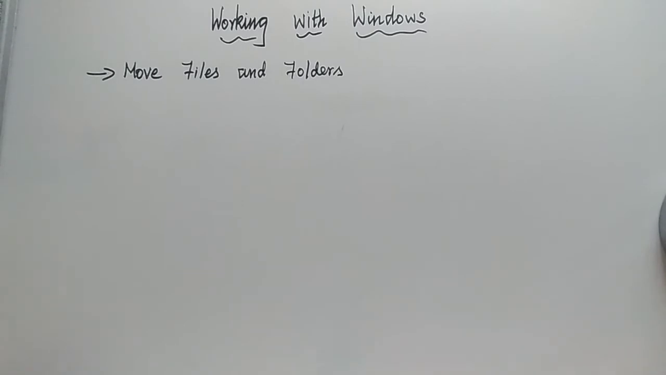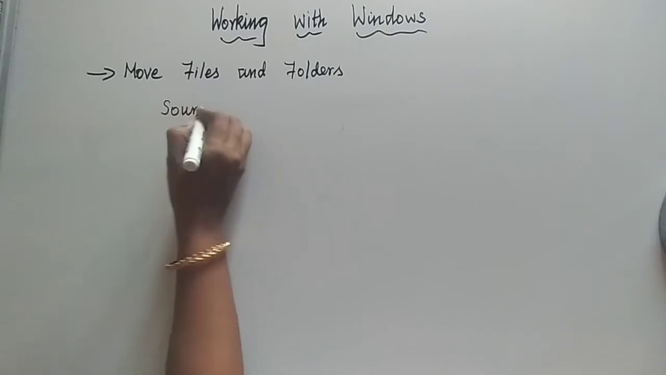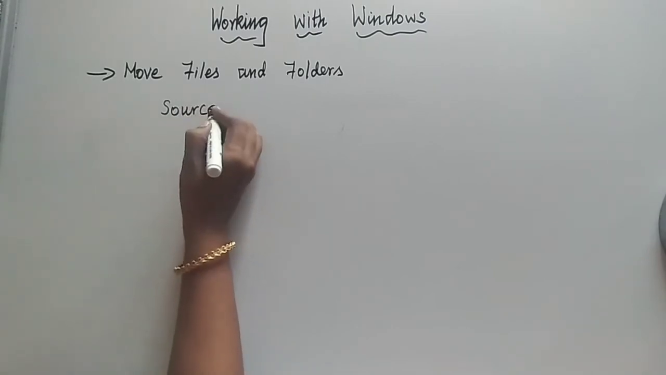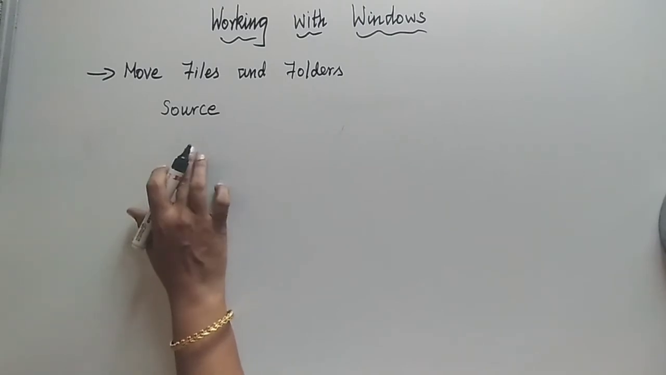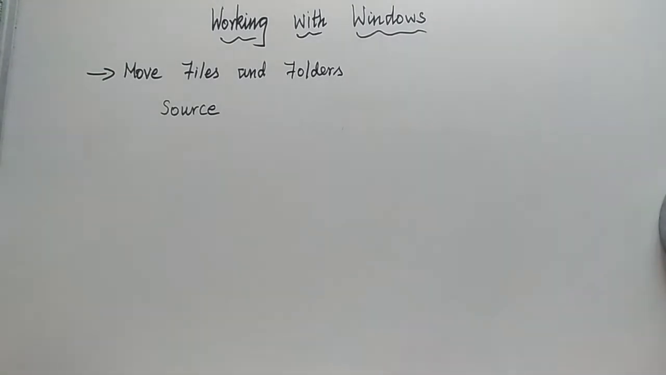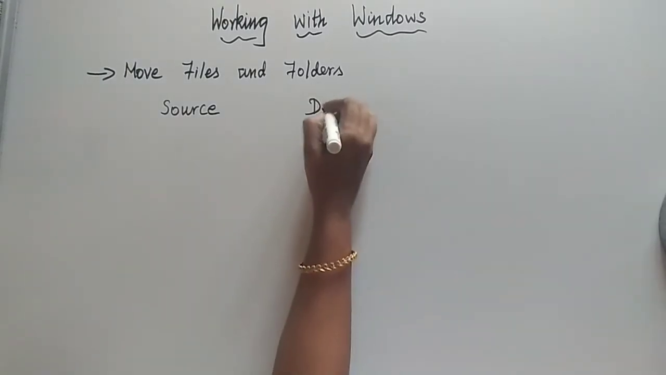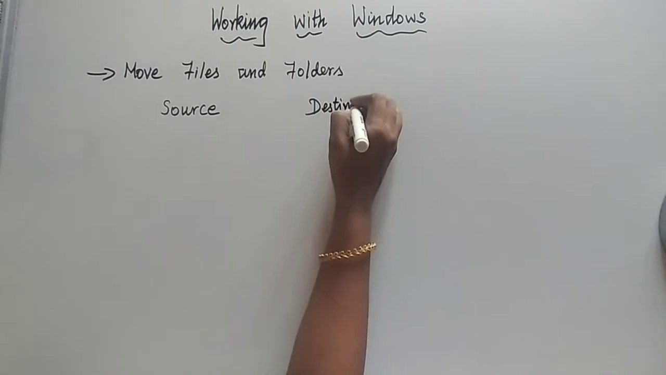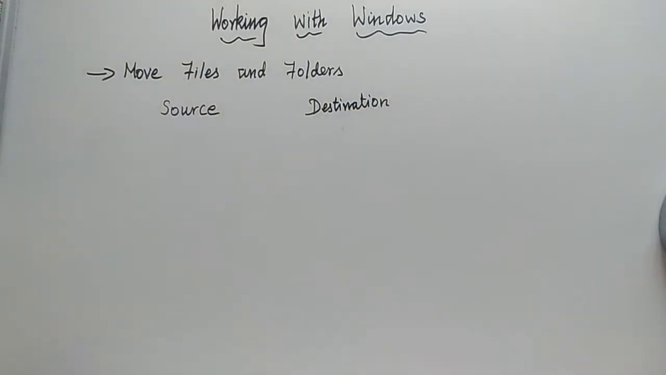Your file will be available under one area. We have already discussed many disk drives, no? So if your file is available in one place, you can call it the source. From this source, you are willing to move it to another drive. That you can call the destination. So here you are going to have two terms, the source and the destination.